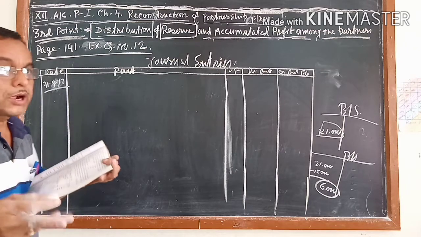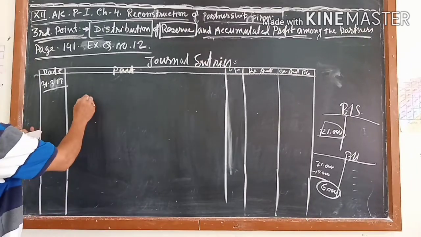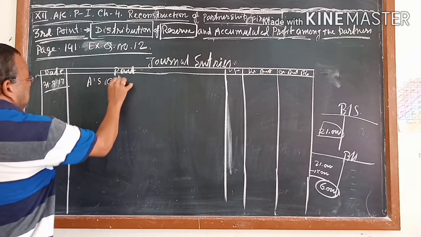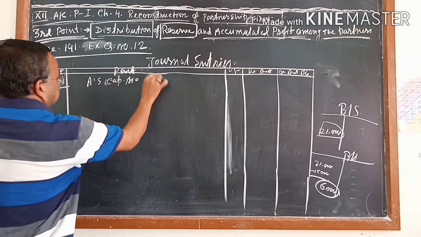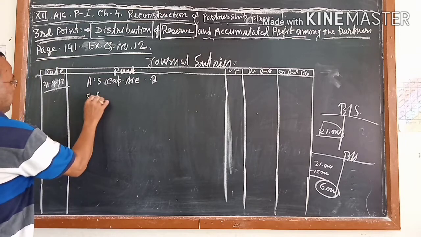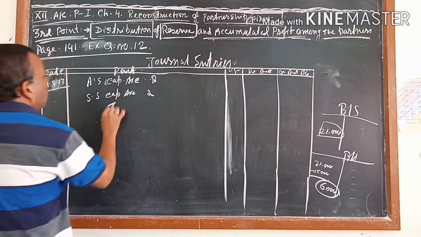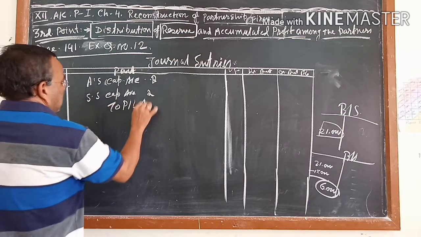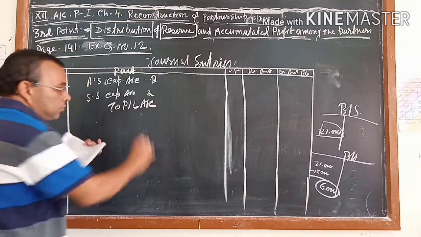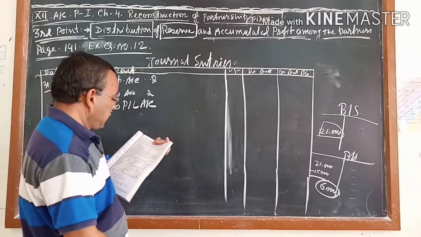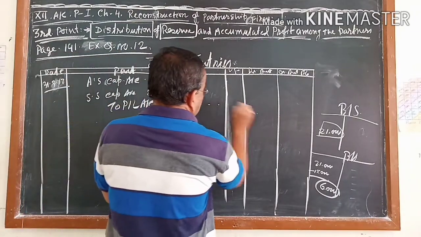Old partners capital account will be debit. So who are the old partners? A's capital account debit, to profit and loss account. Why profit and loss account we make it a credit? Because debit balance is given. How much? It is given 18,000.